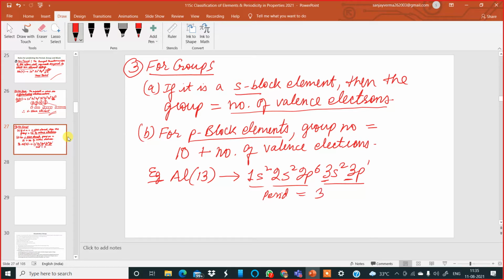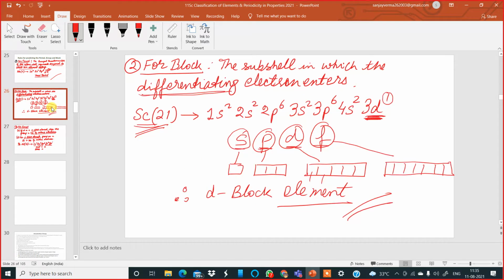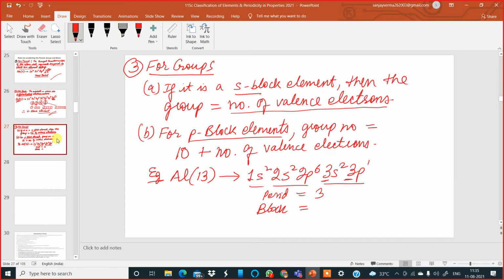After the period, what are you supposed to find out? The block. Now for the block, what do you have to look at? The subshell in which the differentiating electron, the valence electron, enters. So it is P, because the subshell in which the valence electron is entering is the P subshell. So I write over here: block is P.